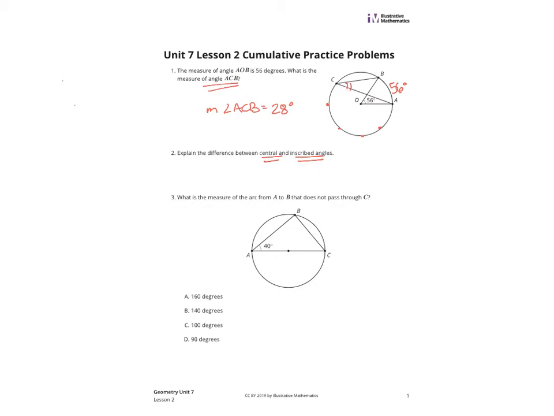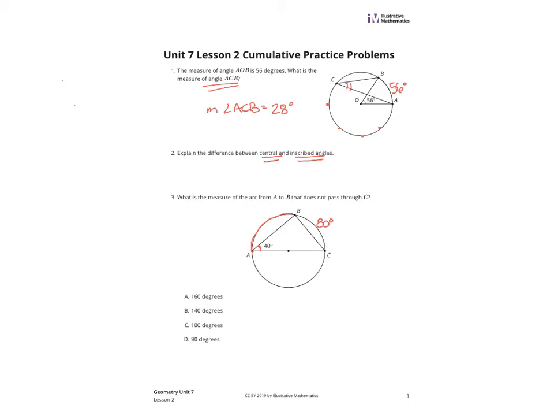So number 3, it says, what's the measure of the arc from A to B? I'm looking for this arc from A to B because it says not passing through C. So I'm not talking about the other side of the circle, the major arc, the very large arc going from A through C up to B, but the red arc. In this one, I have an inscribed angle of 40 degrees. So my arc should be twice my inscribed angle. This arc must be 80 degrees in order for the angle to be half of it and be 40.